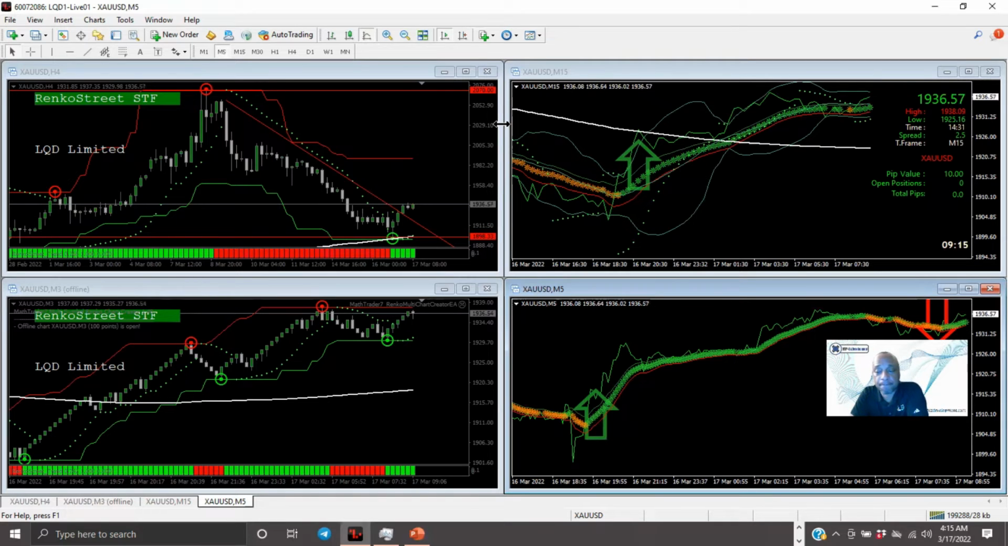In the meantime, gold is in conflict right now between the 5 minute and 15 minute. We want to trade when everything is showing a positive sign. However, let me go into this chart here.